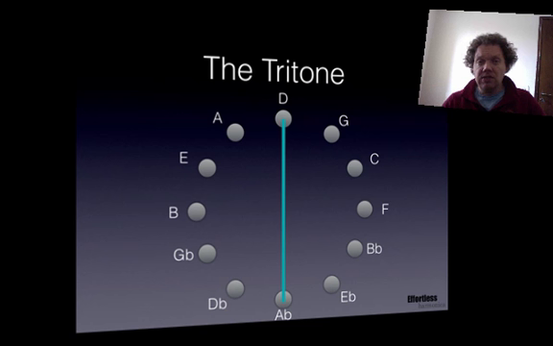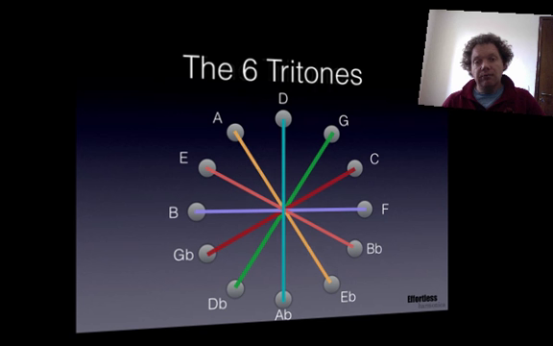And let's have a quick look at another one, the tritone, which divides the octave in 2 equal parts, and which is an essential interval for dominant 7th chords. I will create another video on that, specifically on dominant 7th chords. So here you have the tritone, and there are 6 of them, as you can see here.